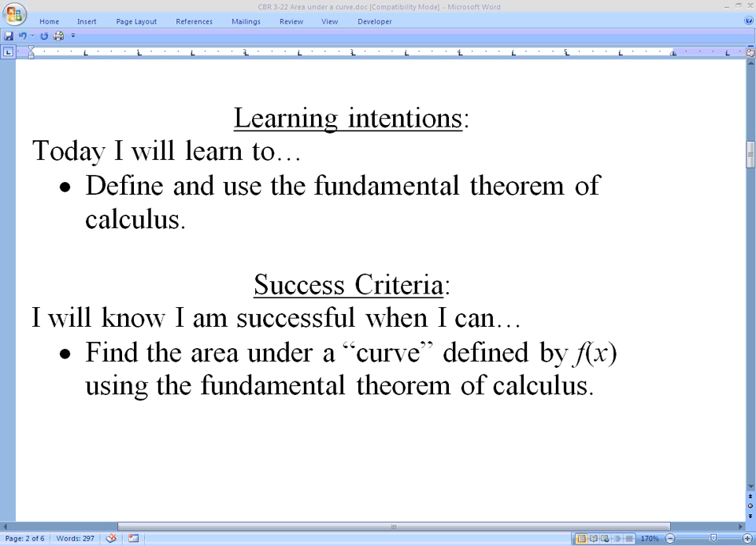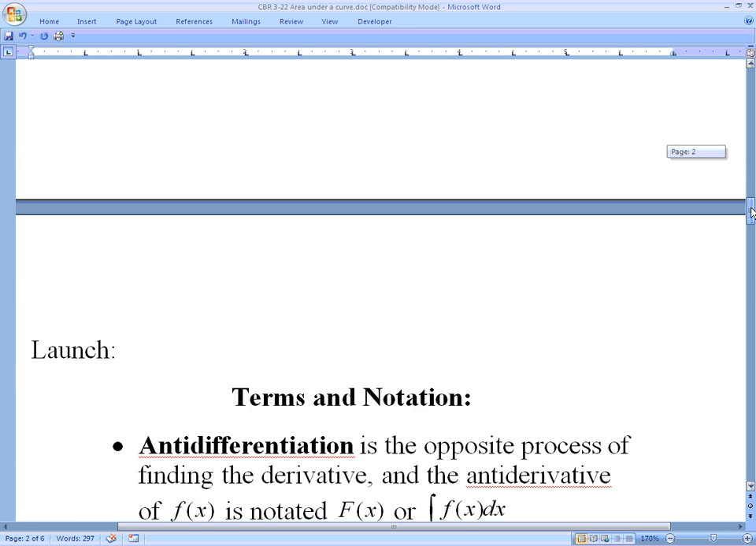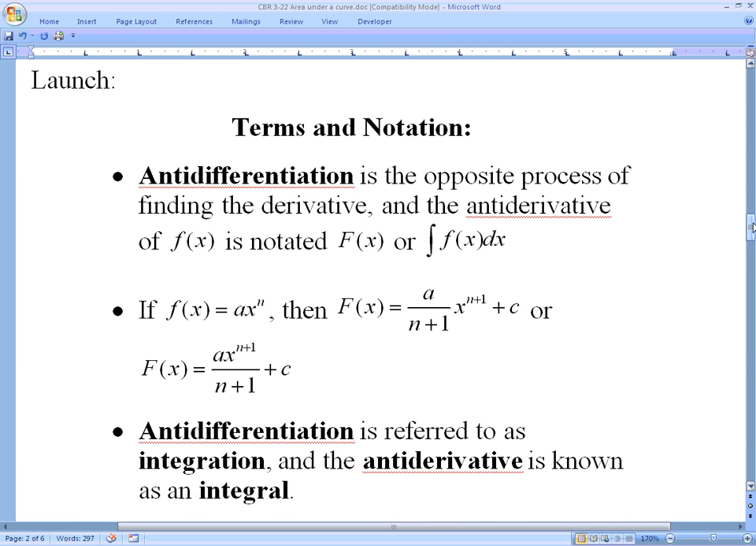So we have learned the basics of antiderivatives or integrals last class, and today we're going to utilize those for something. Obviously, we understand that derivatives represent slopes, and there's lots that we can do with that. But now, what can we do with these integrals? So we're going to define and use the fundamental theorem of calculus today. Fundamental theorem. Sounds important.